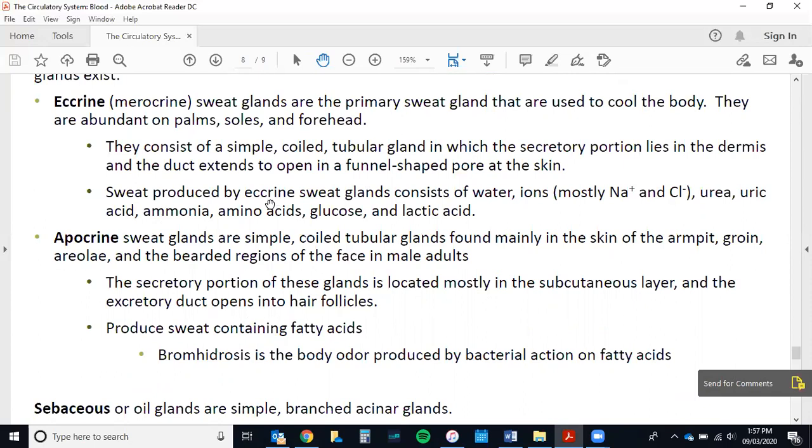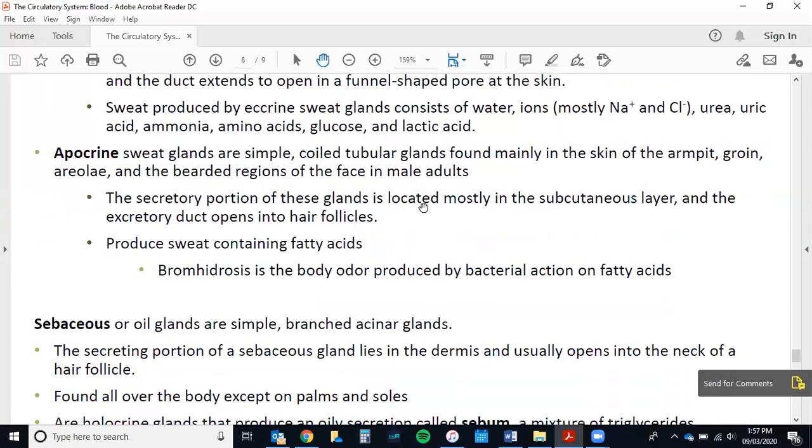Sweat that's produced by these glands contains a lot of water. It's mostly water. It's also got ions like sodium and chloride, which together form salt. Most people are aware that they have salt in their sweat. It also contains urea, uric acid, ammonia, amino acids, glucose, and lactic acid, a combination of different things.